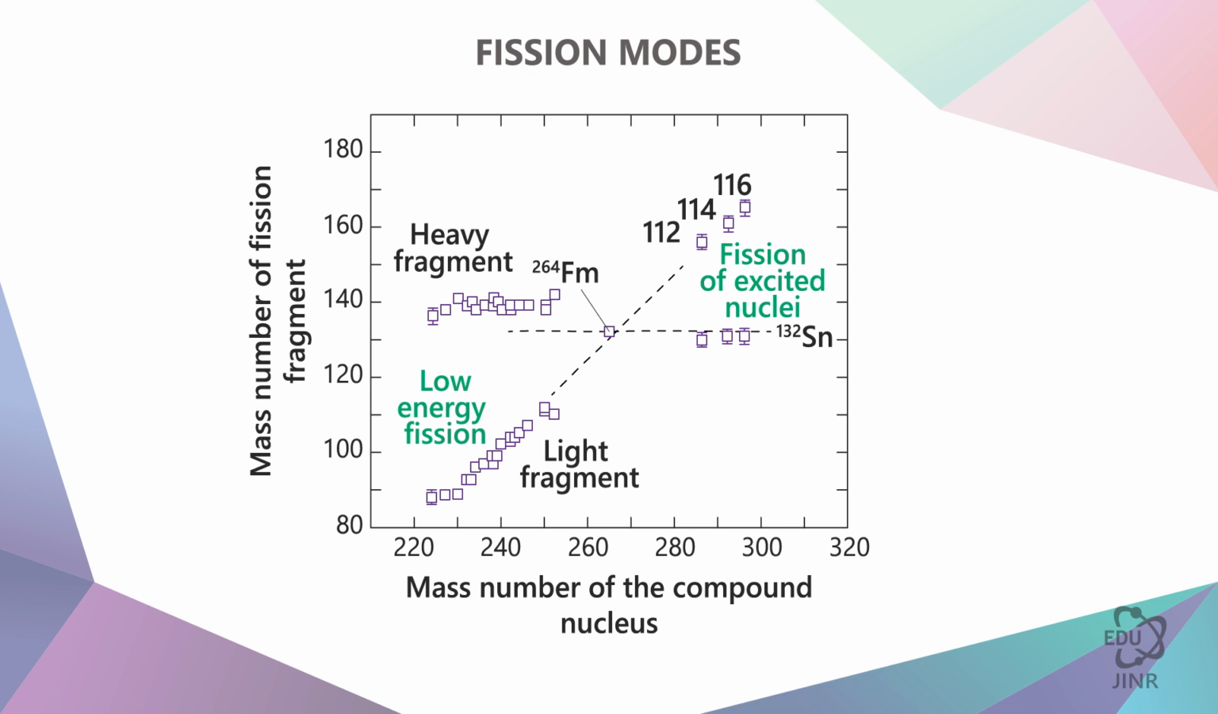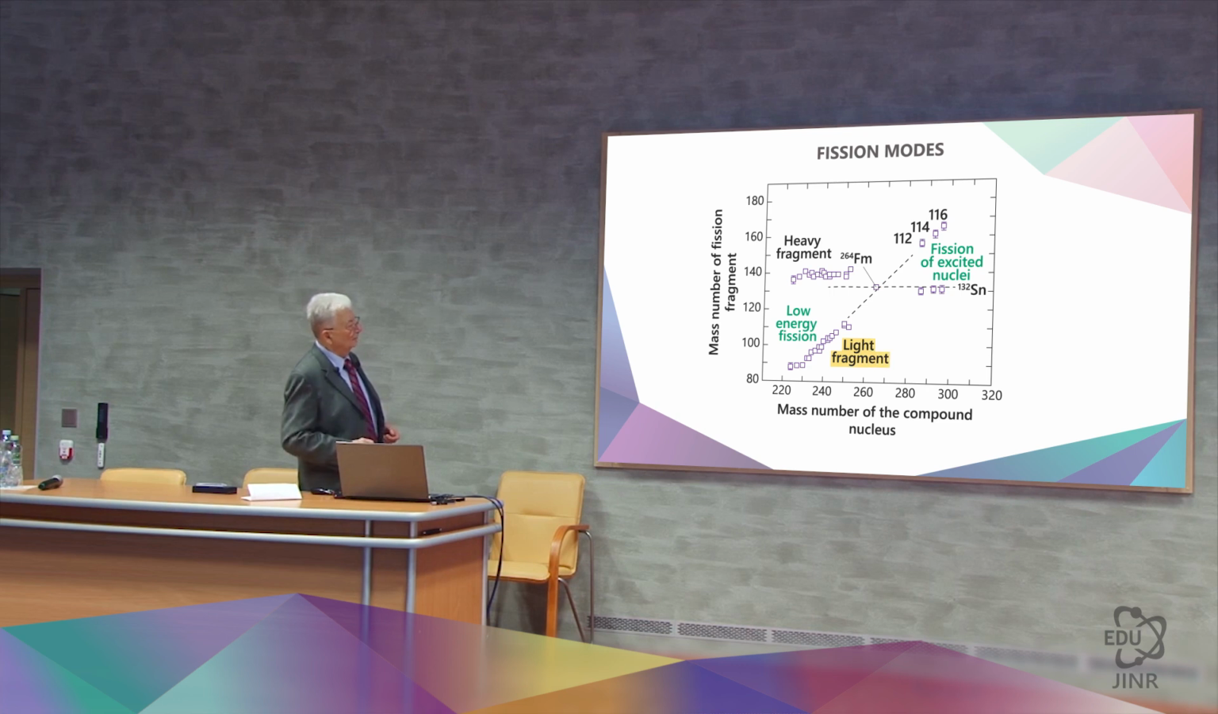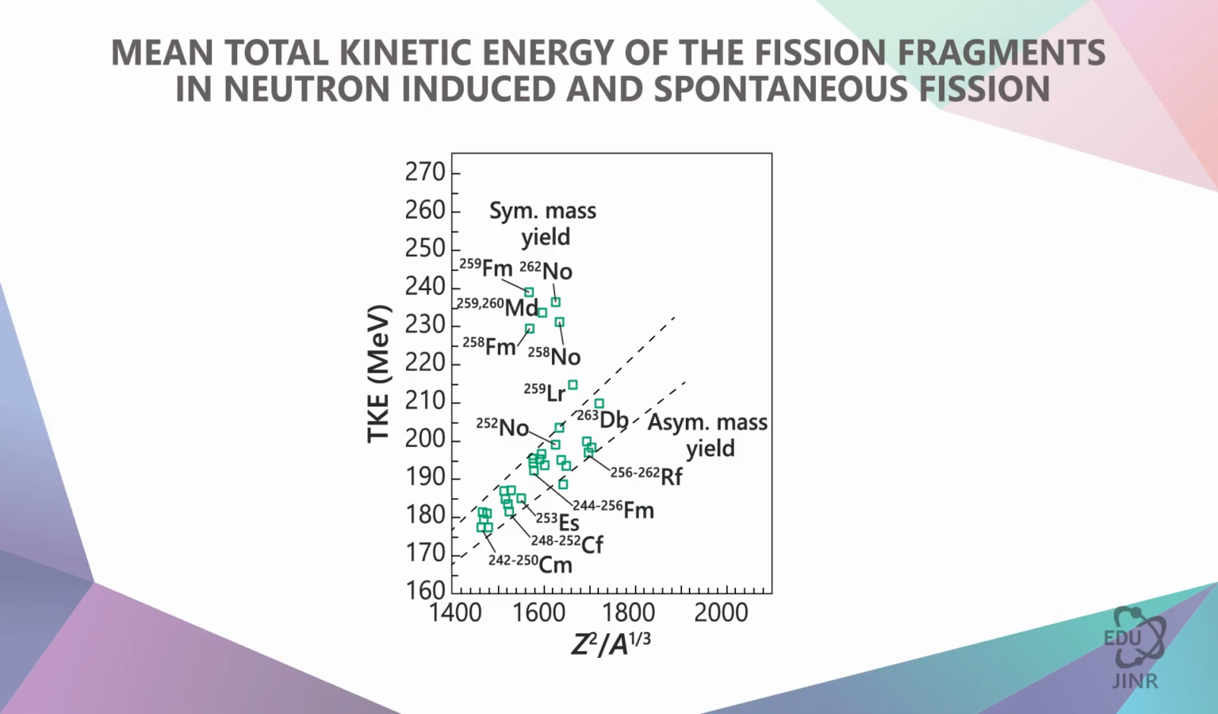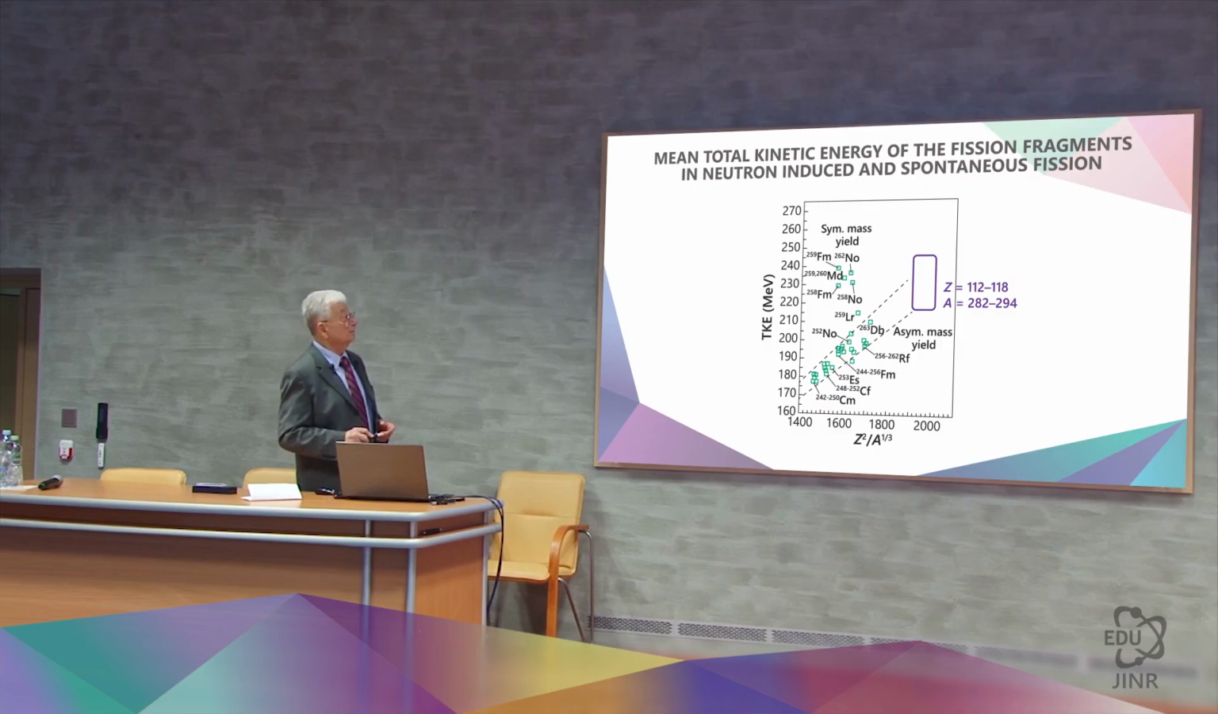We know that there is fission when uranium turns into fermium, that light fragments increase all the time and heavy fragments change slowly. This is called asymmetric fission. At the point where they are predicted to meet on the graph, there will be symmetrical division, and then they can diverge again. Here is a graph depicting the mean total kinetic energy of the fission fragments in neutron-induced and spontaneous fission. This is the asymmetrical part, and it can continue to this part. And if there is symmetrical division, then it will be in this area.